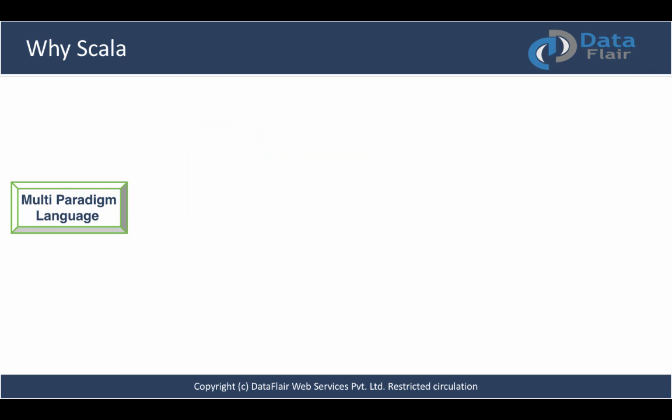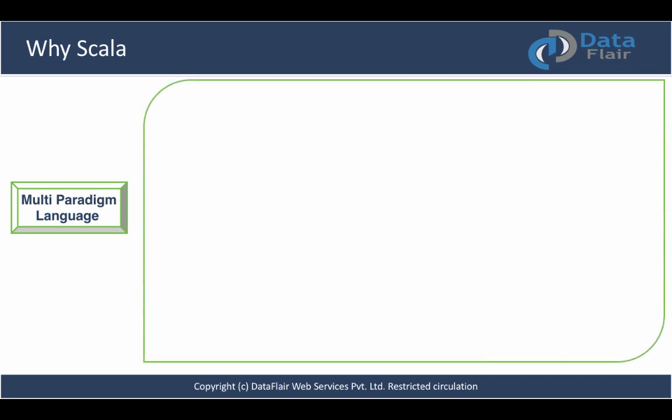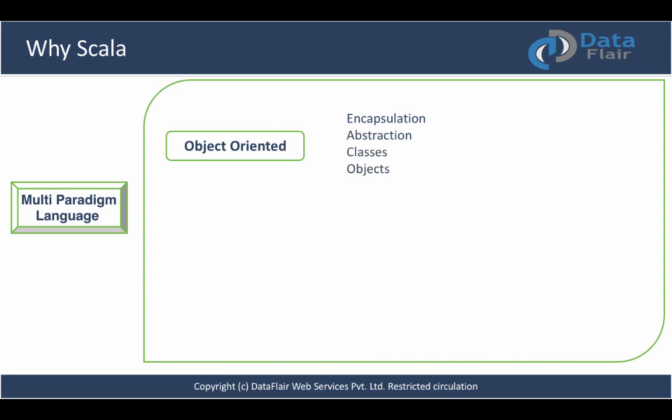So next, Scala is a multi-paradigm language. Because Scala has the best of both worlds, object-oriented and functional, it's a very powerful language. It's one of the very few languages that can support both paradigms and still work effortlessly beautifully. It has capabilities such as strong encapsulation and abstraction. Then we have the concepts of classes, objects, traits and mixins.